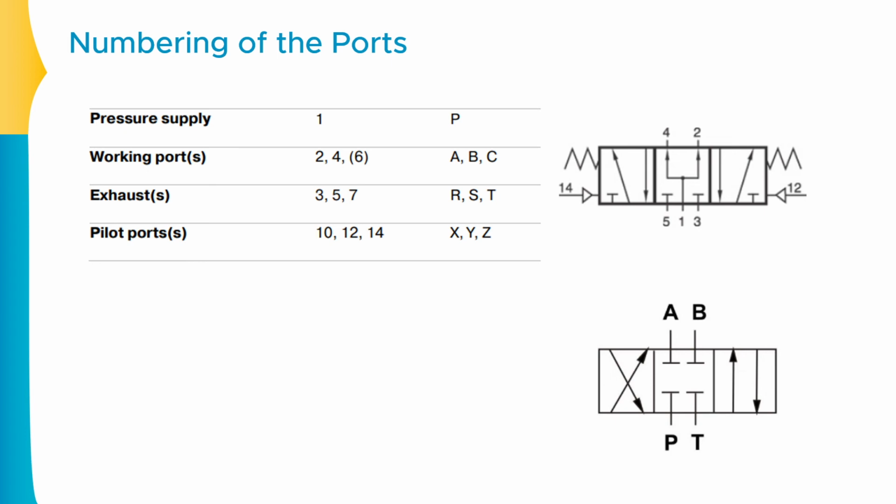Now many times there is one term given, L. Many times we use the letter L also. L represents the leakage oil port. Okay, so many times if you observe the term L, it shows the leakage oil port.